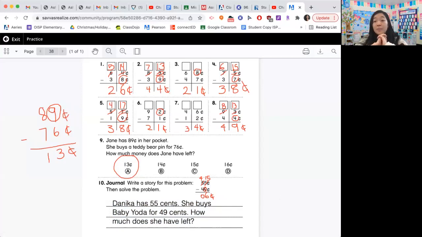You could say Russell has 55 cents. He buys Roblox credits for 49 cents. How much does he have left? Ava could say Ava has 55 cents. She buys art supplies from Art for Kids for 49 cents. How much does she have left? The only thing you need to make sure is the same is the amount of money, 55 cents and 49 cents, because that's what we're working with.